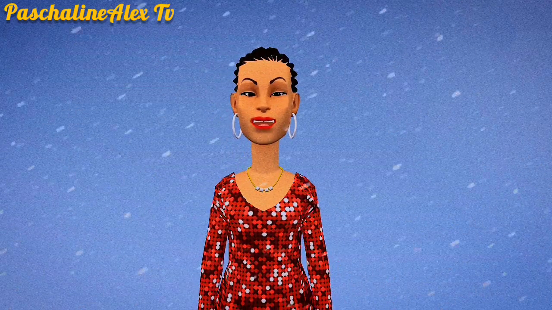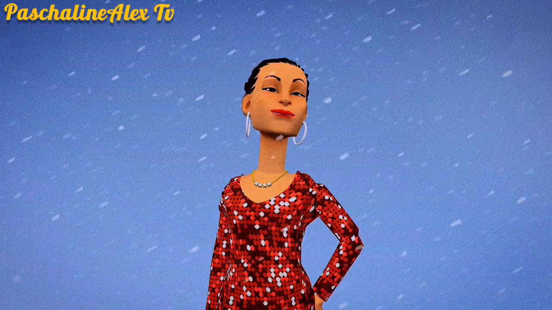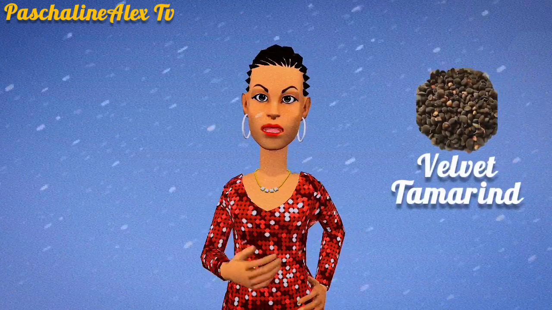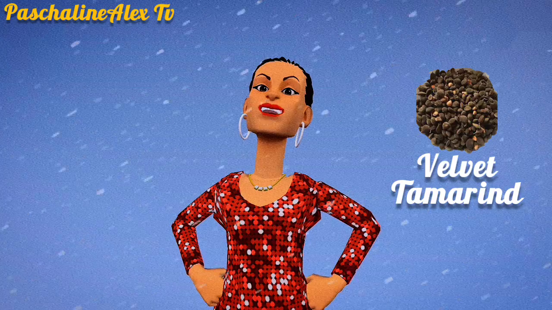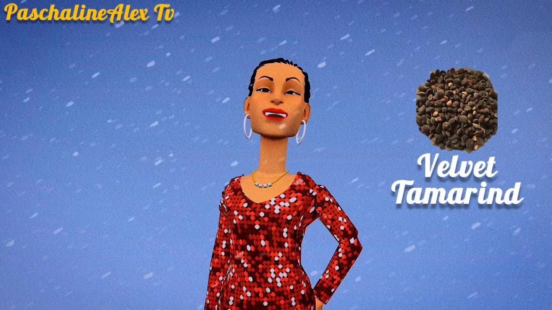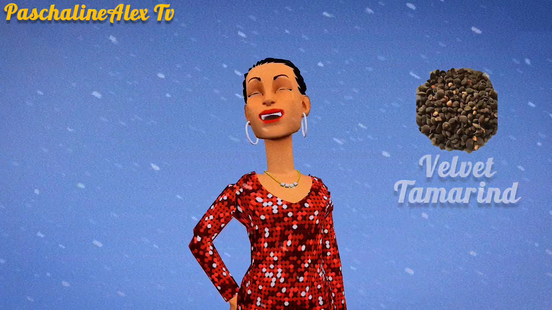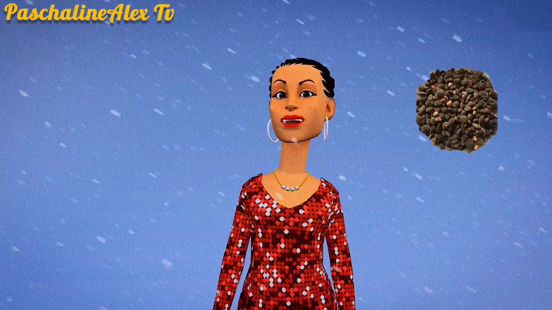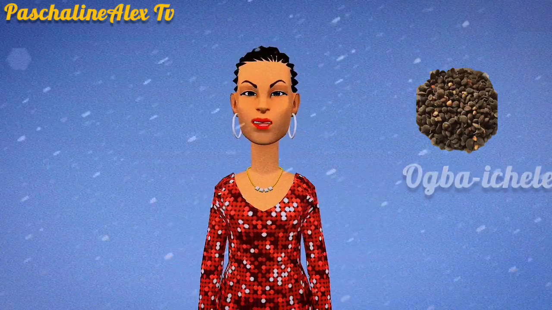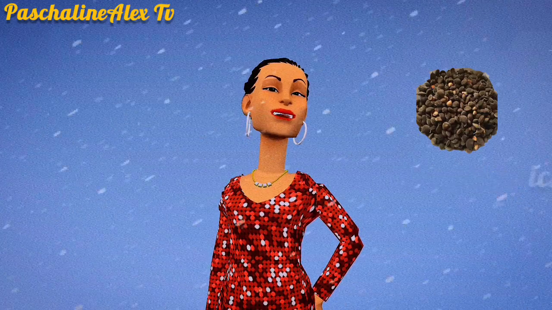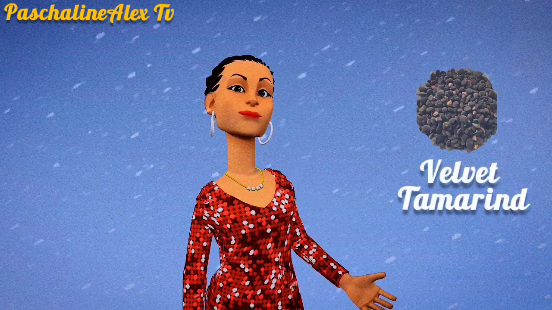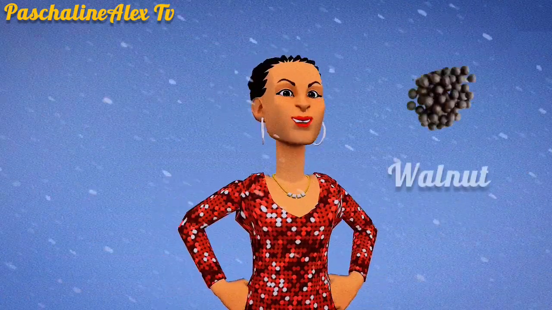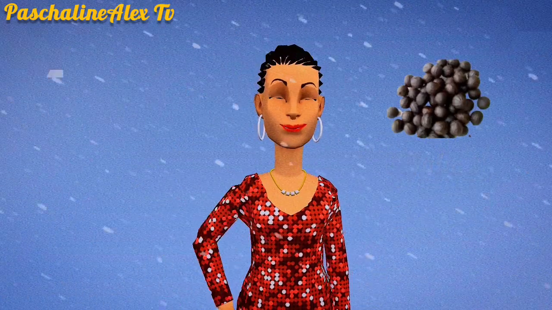Then we have what they call velvet tamarind. I don't know if I pronounced that well. Velvet tamarind, ihe a na-akpọ icheku na okwu n'olu Igbo. Icheku. Some people na-akpọ ya ọgbancheleke. Some people na-akpọ ya icheleke. Some people call it icheku. Walnut in Igbo is called okpa.